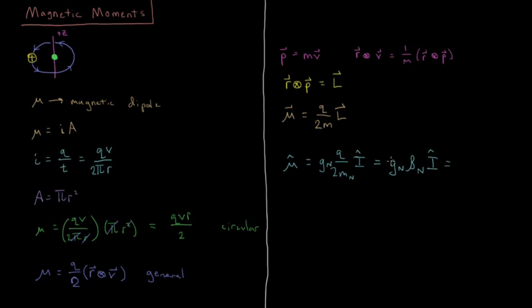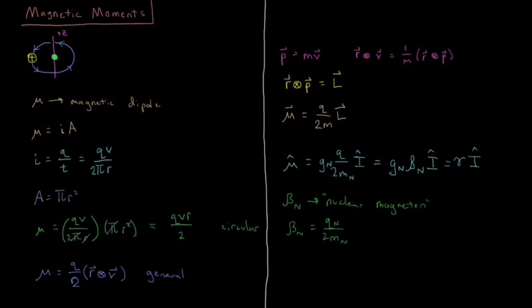And then this value G, the nuclear factor, times beta, the nuclear magneton, is going to be a value called gamma times the operator I. Okay, so let's unpack what I just said there. So we had beta N, which is called the nuclear magneton. And beta N is equal to the charge of the nucleus over 2 times its mass.